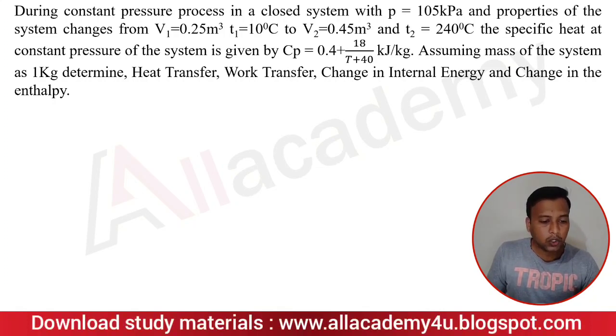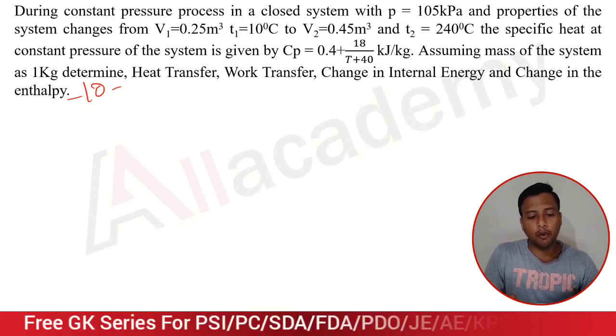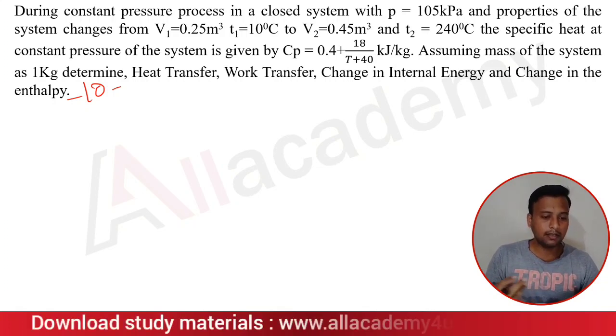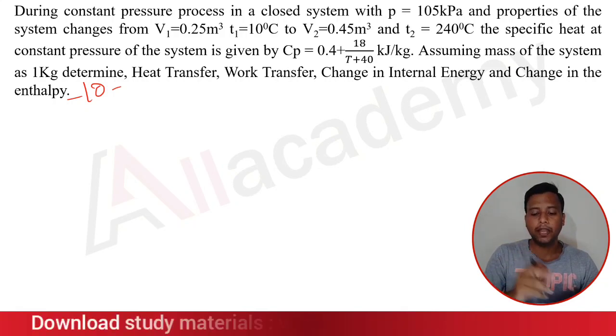The specific heat at constant pressure of the system is given by the relation Cp equals 0.4 plus 18 divided by T plus 40 kilojoules per kg. Assuming the mass of the system as 1 kg, determine the heat transfer, work transfer, change in the internal energy, and change in the enthalpy. Now this question is asked for 10 marks, as it has more unknowns to identify: heat transfer, work transfer, change in the internal energy, as well as change in the enthalpy.